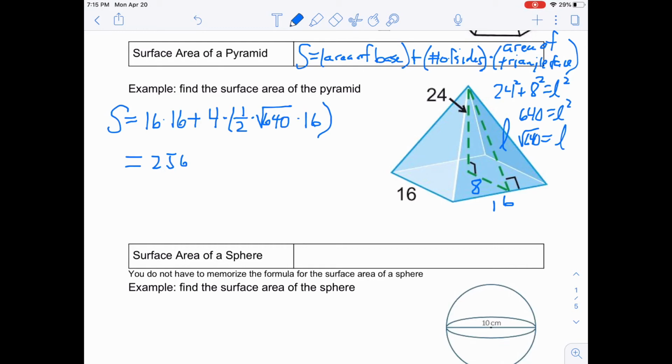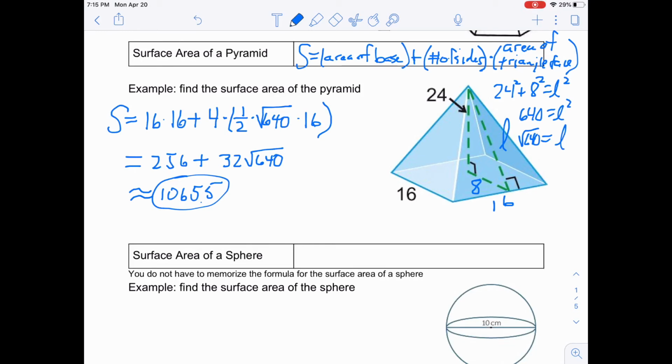plus 4 times, and we're going to multiply this out, and we get 32 times the square root of 640. And then when we do that on our calculator to get an approximation, we get 1065.5 units. That's our answer for the surface area. Base plus the faces gives you the surface area.